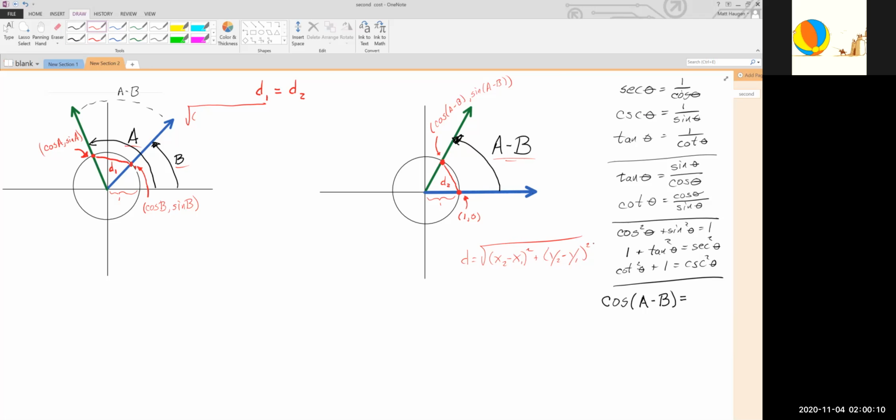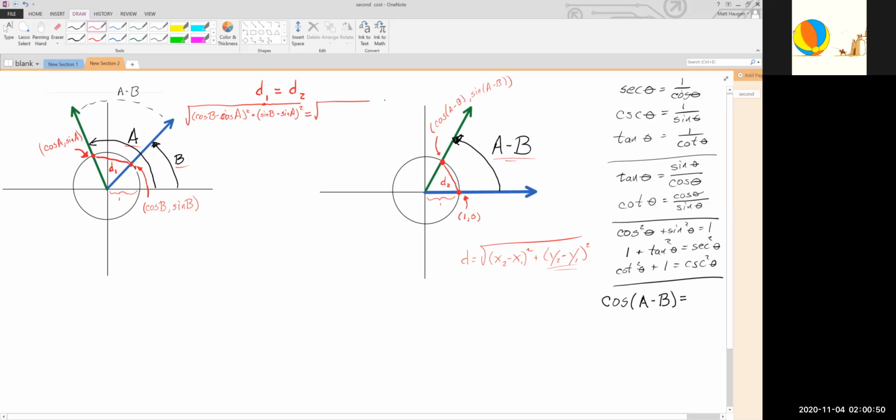Now, it's a little bit of writing. I'll see if I can squish it all in, but we'll see what happens. So for this distance 1, our two x values are the cosine of b minus the cosine of a, quantity squared, plus the difference between our y's, sine of b minus the sine of a, quantity squared. So that's our distance 1.